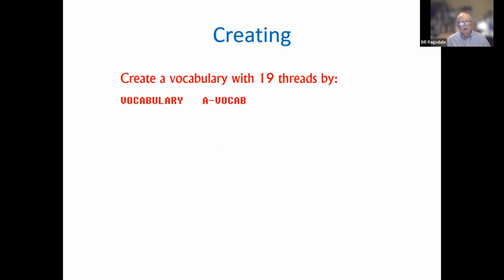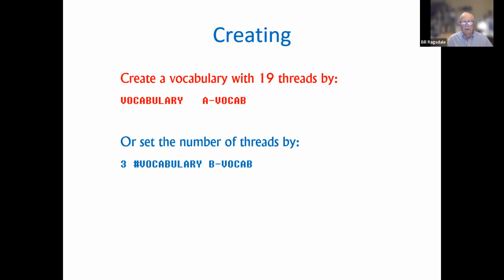If we wish to create a vocabulary with 19 threads, by default, we would just execute the word vocabulary followed by the text or the name for that word, in this case, A vocab. On the other hand, if we wanted to specify the number of three, we can do that by using the number sign vocabulary word. So 3 number sign vocabulary, B vocab gives us a vocabulary with only 3 threads.